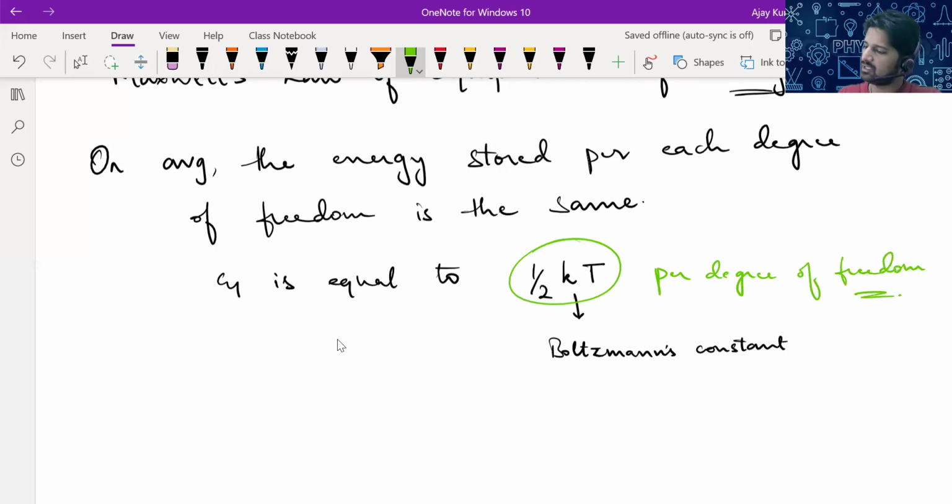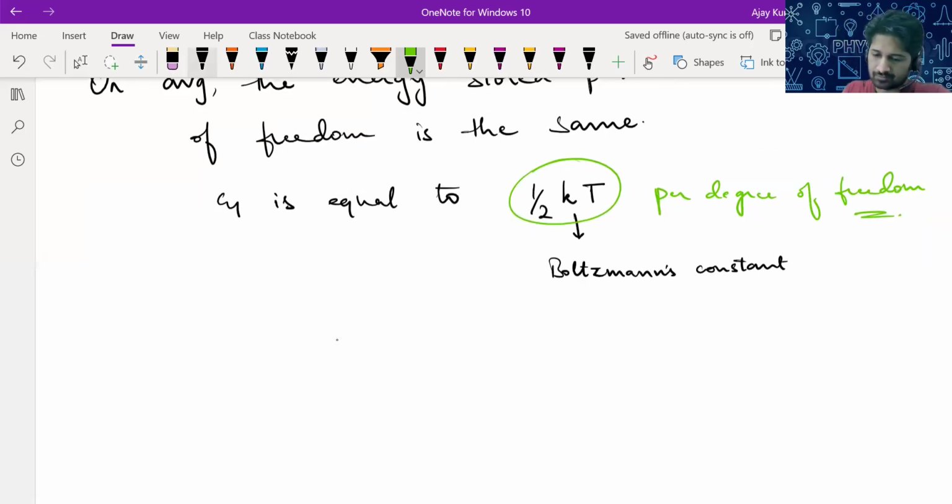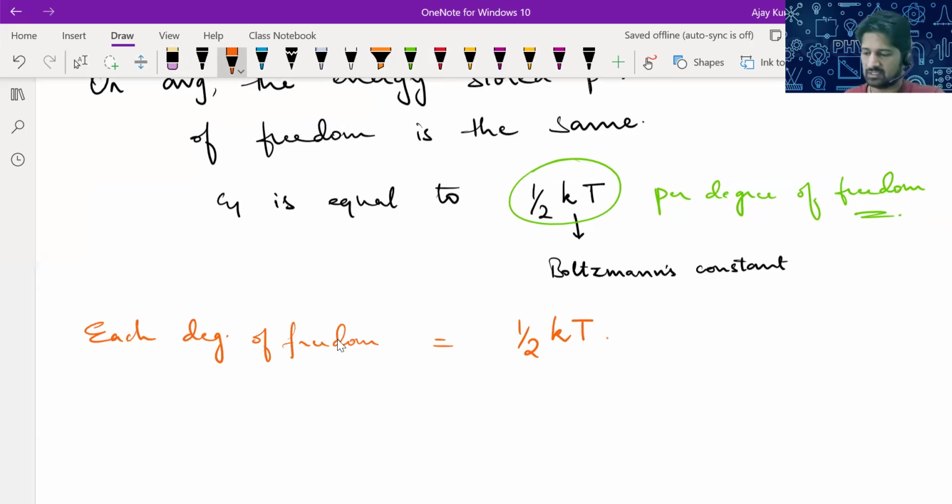So this is very useful. This will help us calculate the total internal energy of a gas. If you know how much energy is stored per degree of freedom, then based on the number of degrees of freedom, you can tell the total amount of energy. So that is why this is very important. Each degree of freedom stores an energy of half kT, where k is called Boltzmann's constant.